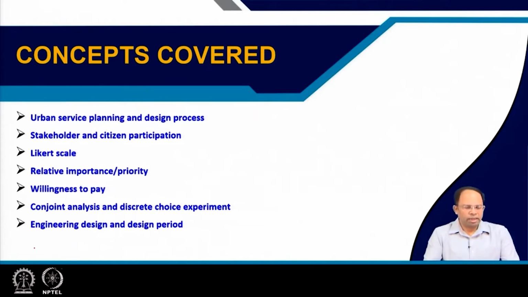We will talk about stakeholder and citizen participation. We will discuss Likert scales. Then we will discuss how to determine relative importance and priority. Then we will talk about willingness to pay and the different methods to determine willingness to pay, either via conjoint analysis or discrete choice experiments. Then we will talk about engineering design and design period.